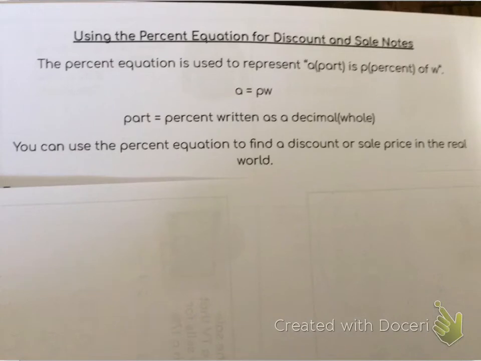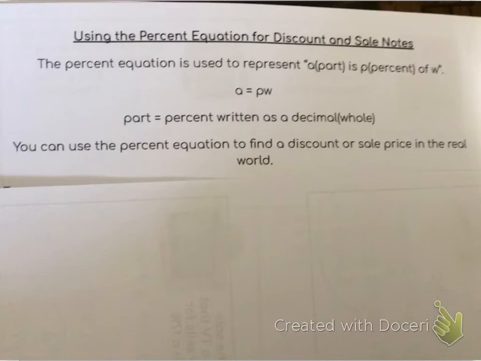Okay, so here is the percent equation. It's represented as A, which is the part, P, which is percent, and W, which is the whole. Now notice these are similar words that we used for the percent proportion. We used part, we used whole, and we used percent.